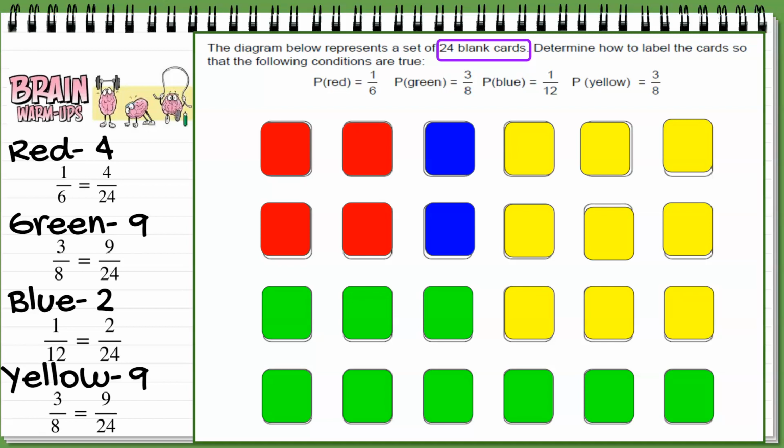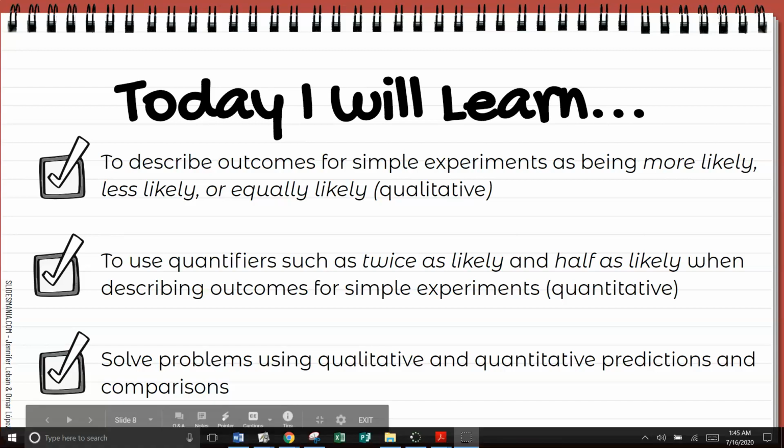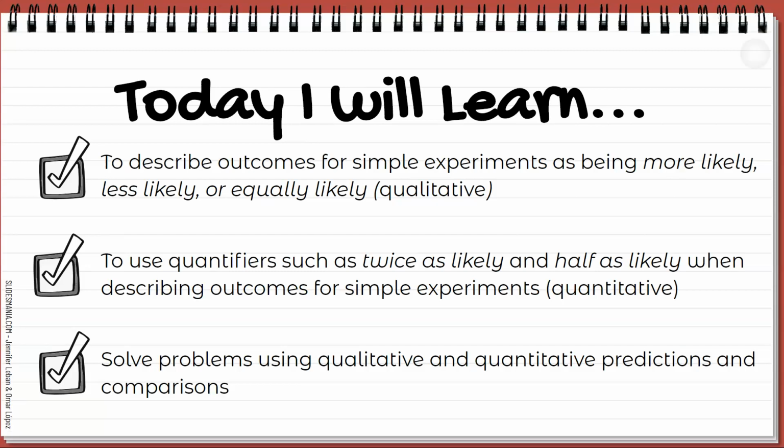So this should get us started and get our brain thinking proportionally, because as we move on today, we're going to really need those and use some of that predictions that we've already taken care of. So in today's lesson, I will learn to describe outcomes for simple experiments as being more likely, less likely, or equally likely, which is a qualitative statement. To use qualifiers such as twice as likely and half as likely when describing outcomes for simple experiments, which is a quantitative statement, and solve problems using qualitative and quantitative predictions and comparisons.